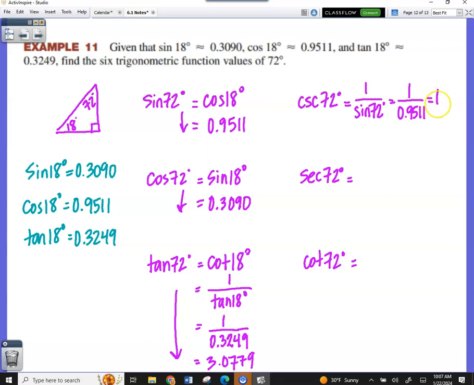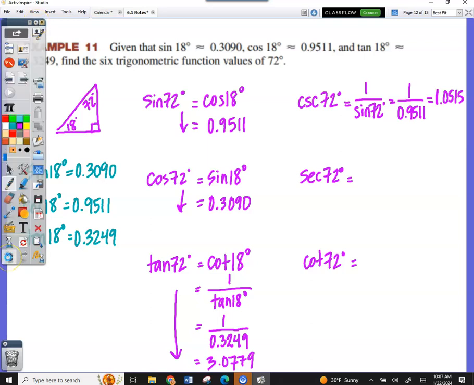1.0515. Is that what you got, Brody? You got what? Did I do it wrong? Did I? Whatever. Yeah, Luke's wrong. 4. I'll have to change that again.